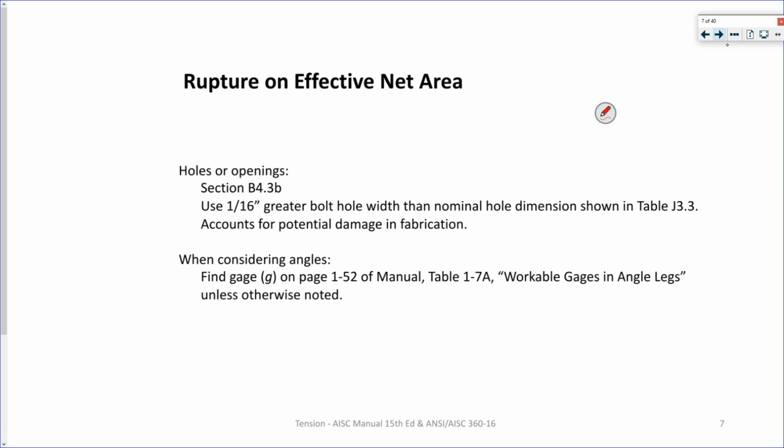It also says use 1/16 greater than the nominal dimension per table J3.3. This accounts for potential damage in fabrication, because when they're punching the hole, maybe they're going to make the hole 3/4 of an inch, but that 1/16 right around where they punch it might be damaged a little bit. We can't really count on that 1/16 of an inch for any sort of strength. So we're going to subtract that out.